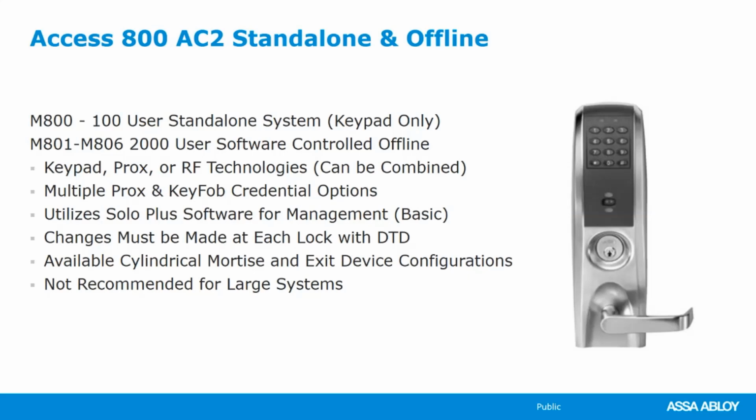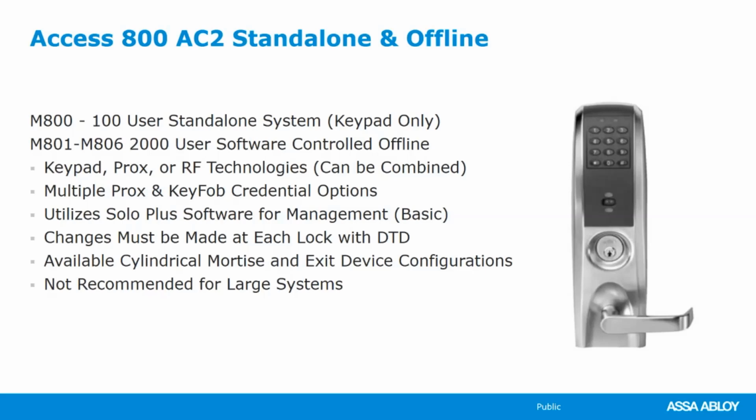Our standard M800 series option is keypad only, standalone. You program the device with a keypad at the door. Our M801 through M806 is our 2000 user, software controlled, offline. And with the M801 through M806, we can do keypad, Prox card, or radio frequency technology. You can have any one of those, a multiple of any one of the 3, or all 3 together. We have several different Prox cards available through Corbin Russwin, as well as key fob, as well as credential options.